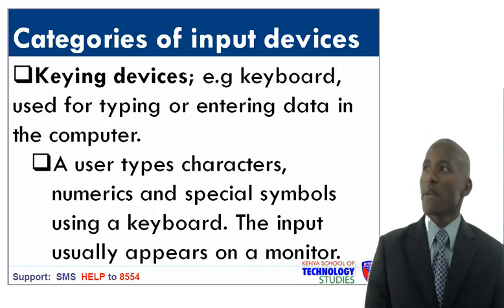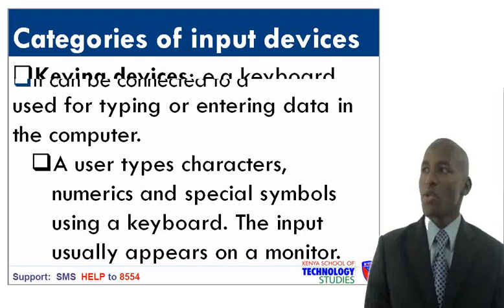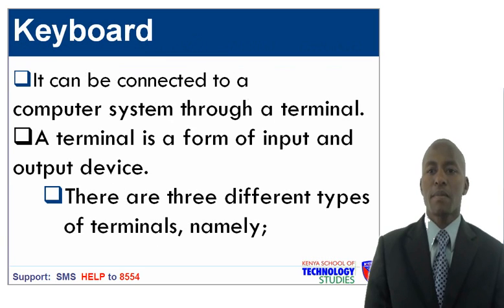Categories of input devices. The first one is keying devices. An example is a keyboard, which is used for typing or entering data in the computer. A user types characters like numerics and special symbols using a keyboard. The input usually appears on a monitor. A keyboard can be connected to a computer system through a terminal.